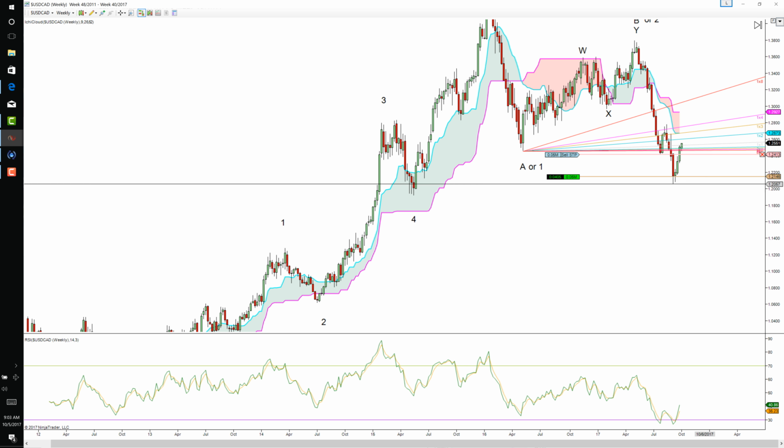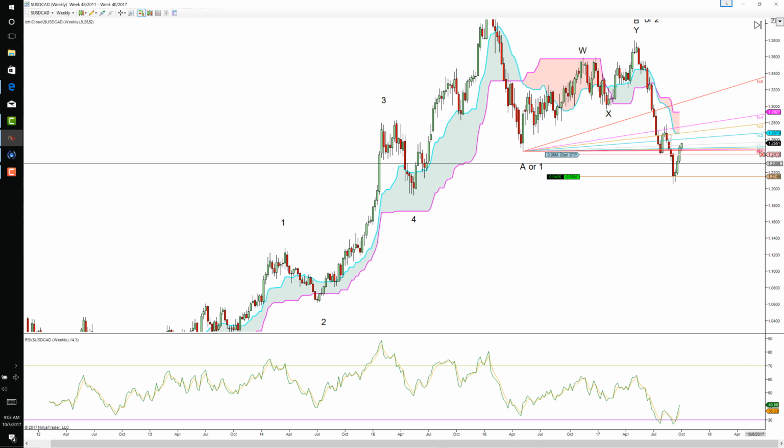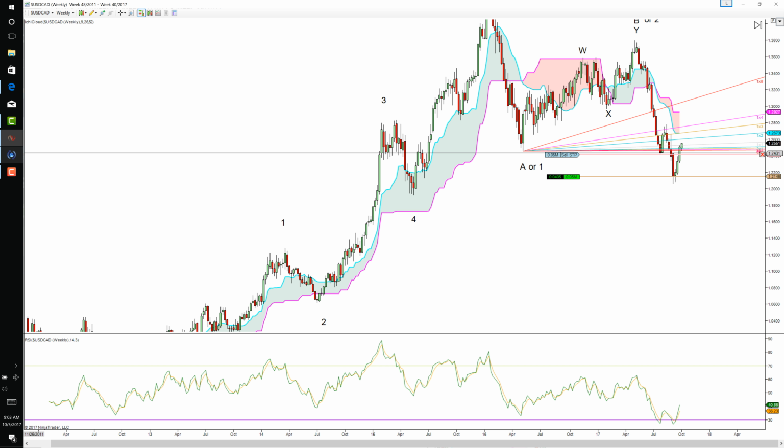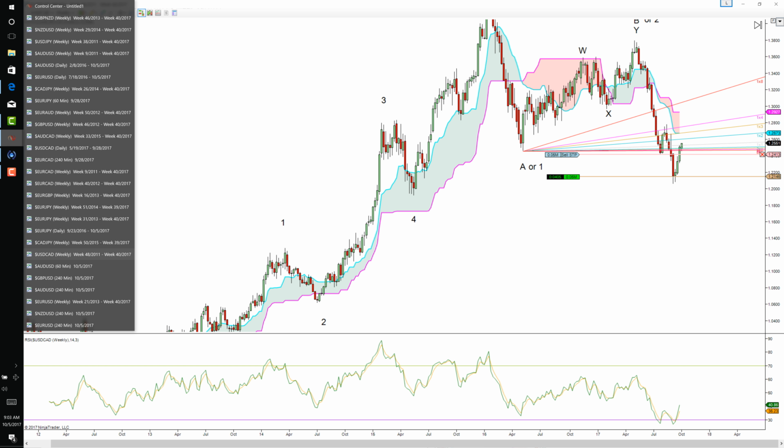Either way, as you can see, I've already locked in 300 ticks, give or take, and before the payroll comes out, I'll probably tighten my stop loss. So let's move on.